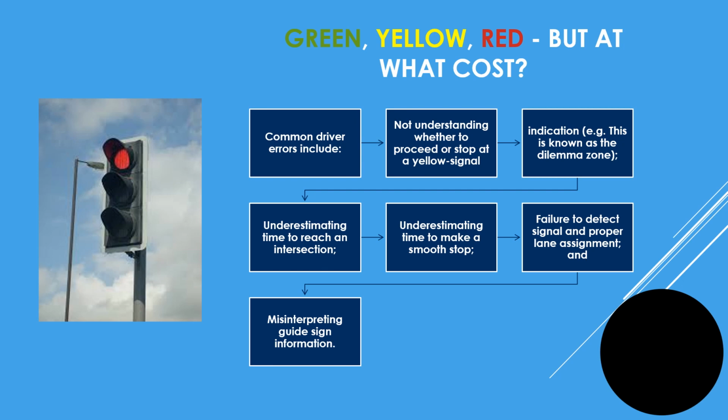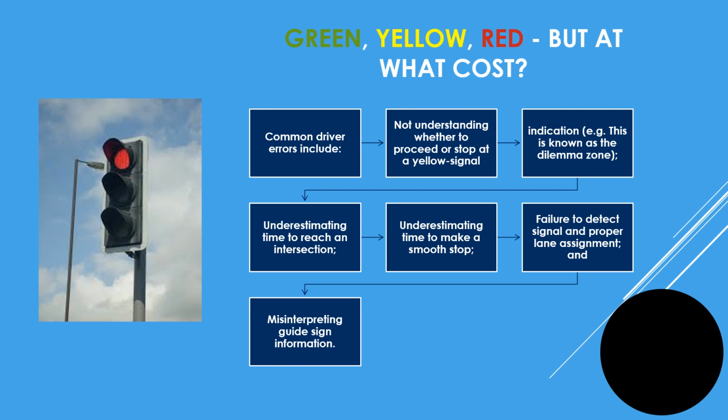Green, yellow, red, but at what cost? Common driver errors include not understanding whether to proceed or stop at a yellow signal indication, which is basically known as the dilemma zone, underestimating time to reach an intersection, underestimating time to make a smooth stop, failure to detect signal and proper lane assignment, and misinterpreting guide sign information.